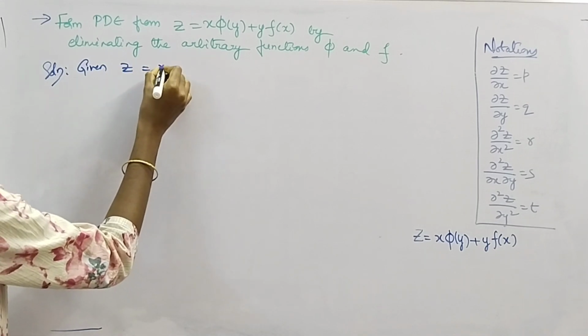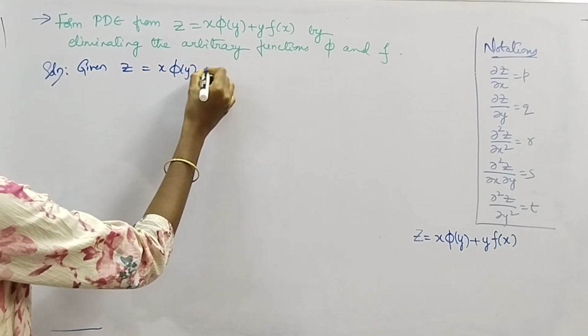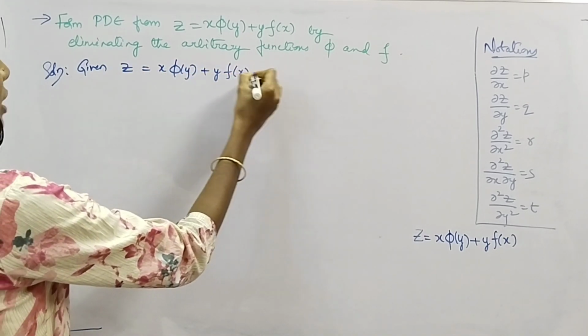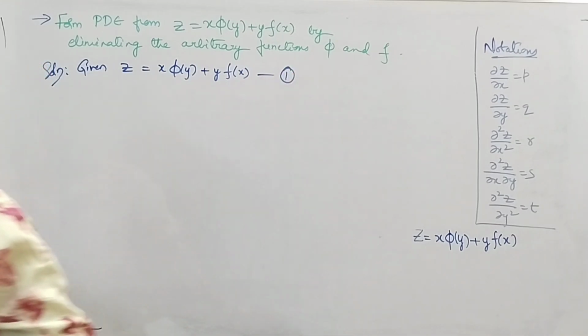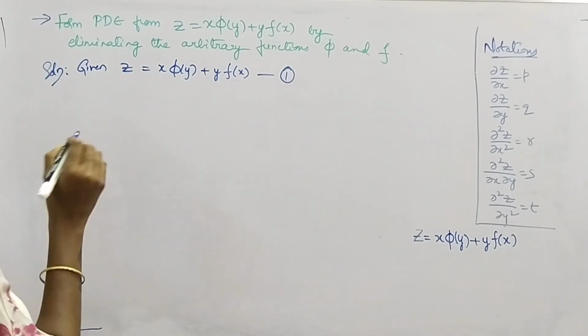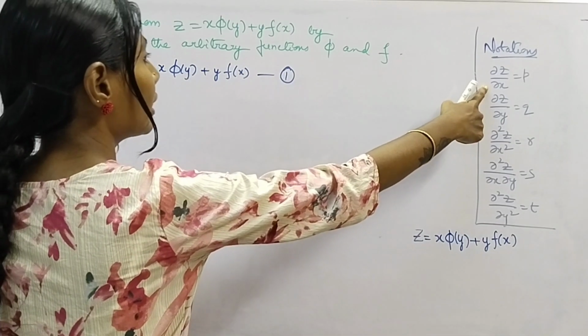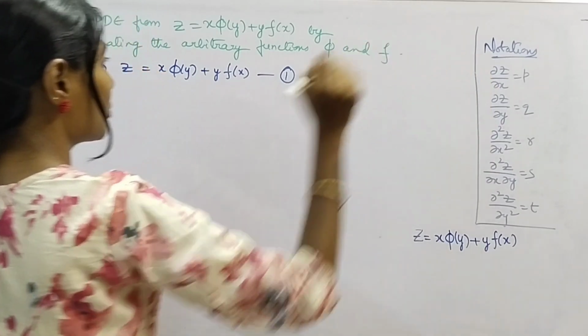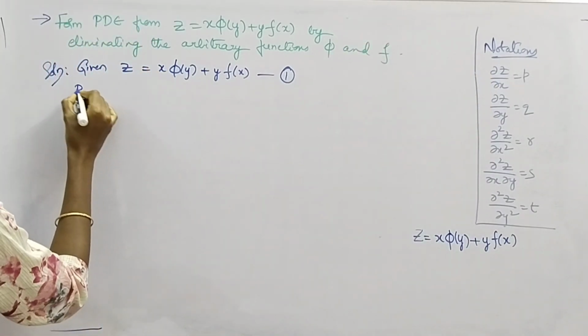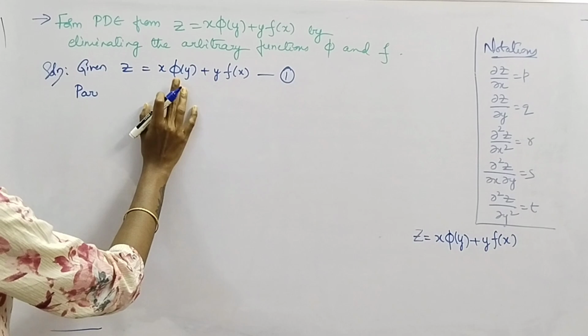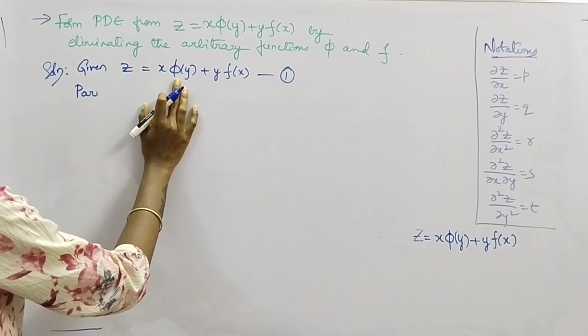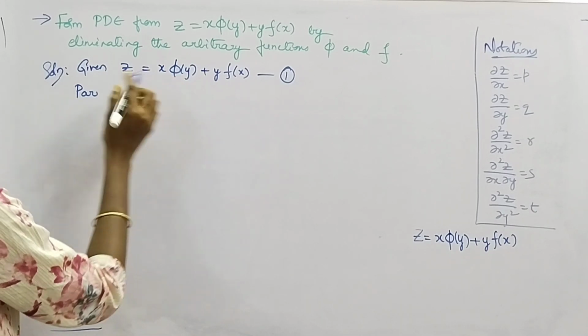Given z equal to x into phi of y plus y into f of x. Consider as equation number 1. Now let's partially differentiate it with respect to x to find p. P is nothing but the partial derivative of z with respect to x, right? So we'll partially differentiate 1 with respect to x in order to find p.